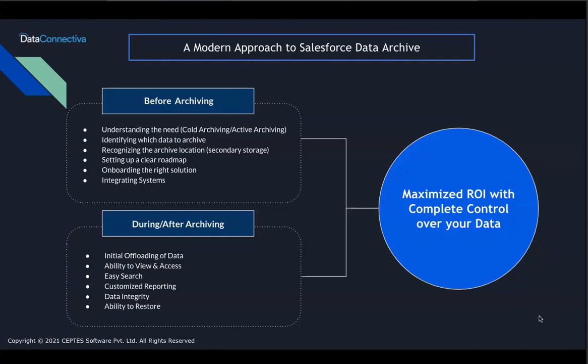So before you initiate the archiving, once you identify a solution, what are the things you need to look at? First, initial offloading of data. Let's say you are a company which has been using Salesforce for 8 years, 10 years, 12 years, or beyond. Then you will have a lot of legacy data which you might not have used for 5 years, 6 years, or more. So how do you offload this initial data, all this data which you have not used? You need to look at the speed at which you can initially offload the data.